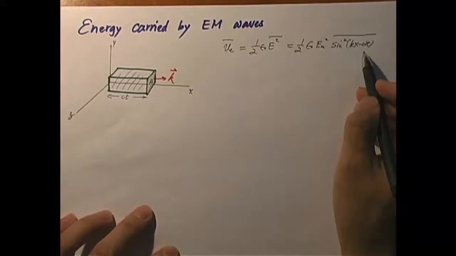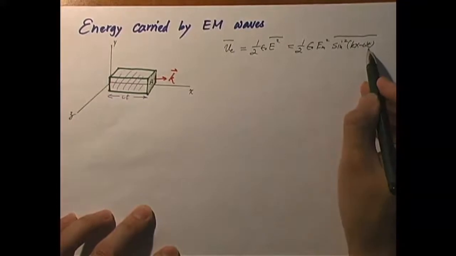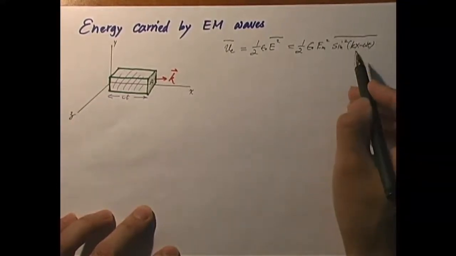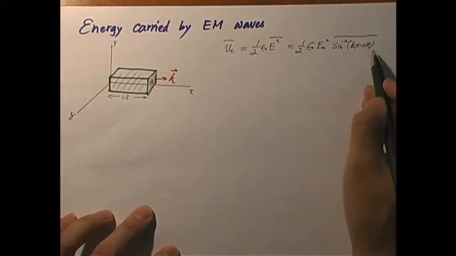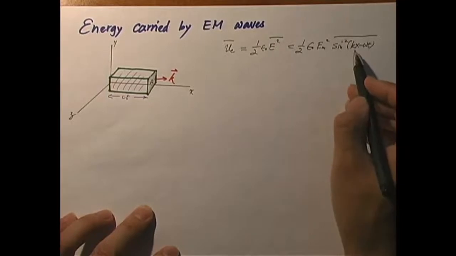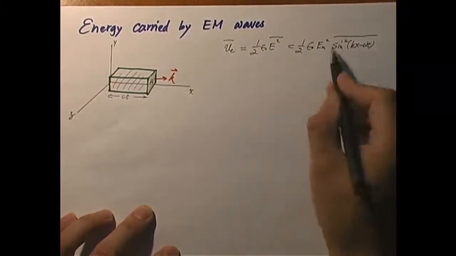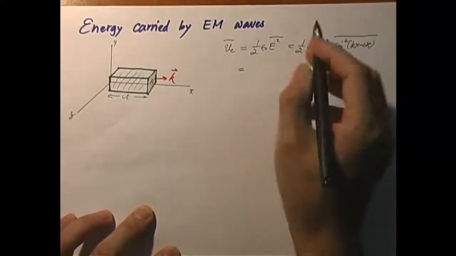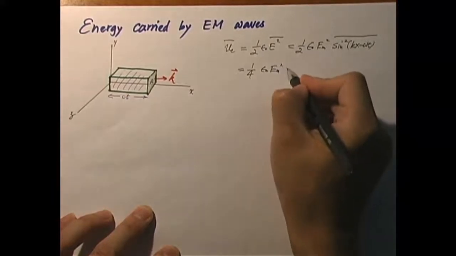How did we know that so quickly? The trick was, as you probably recall, sine squared and cosine squared of the same argument add up to 1. On the other hand, sine squared and cosine squared should have the same average value over one period. Therefore they add up to 1 and they're equal to each other, so the average value of either sine squared or cosine squared over one period is 1/2. So I found this to be 1/4 epsilon naught E maximum squared.